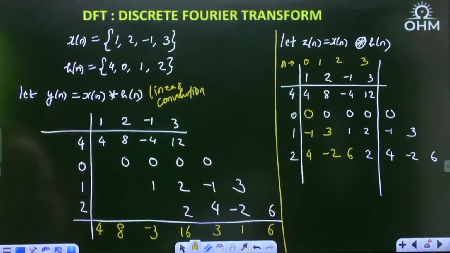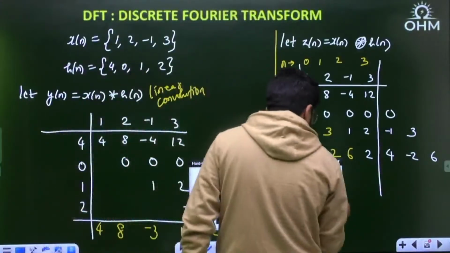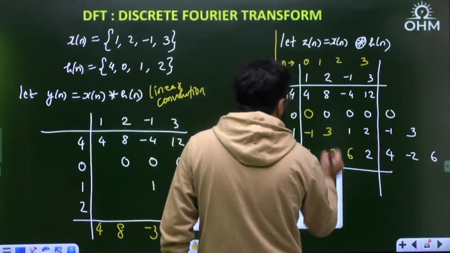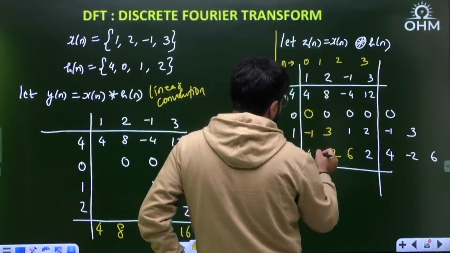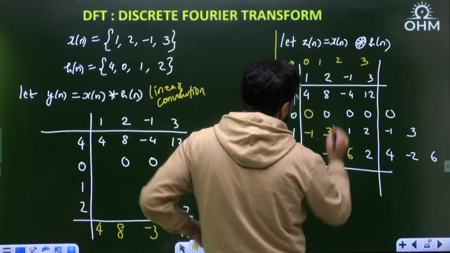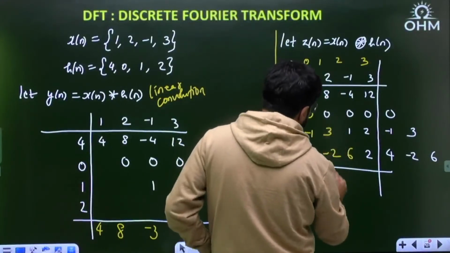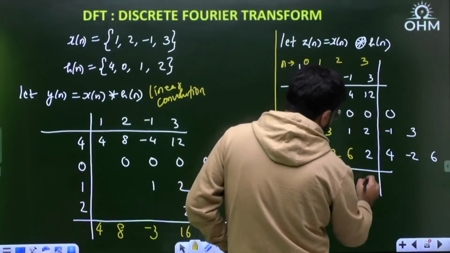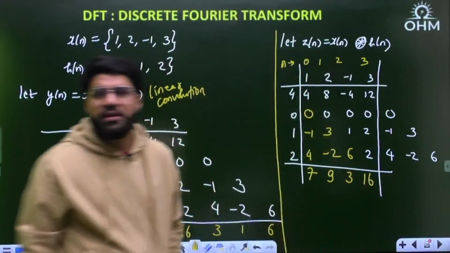Clear? Now do the sum by column. Again add the entries of every column. So 4, 8 minus 1 is 7, and 11 and minus 2 is 9. Then 7 and minus 4 is 3, and this is 16. Clear, everybody? 7, 9, 3, 16.